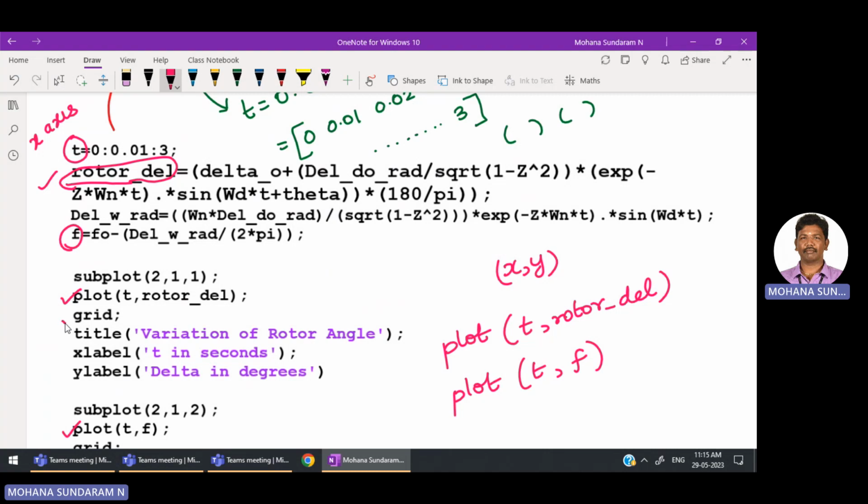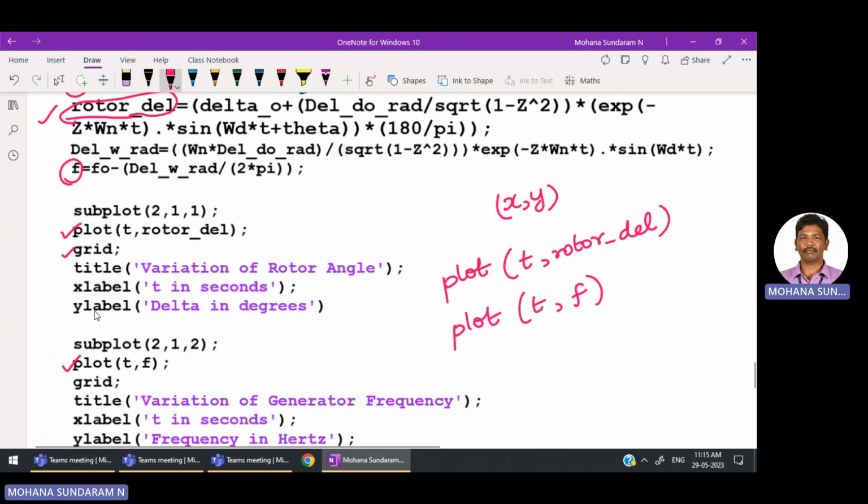So grid means if you put grid, what happens? You will be getting box lines. You'll be getting grid lines in the graph. These are the interactive features. You can give X label here itself, Y-axis name, title of the graph, all those things. Okay. And why do we have subplot here?